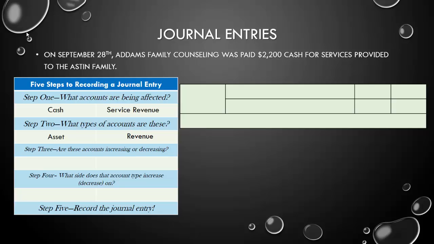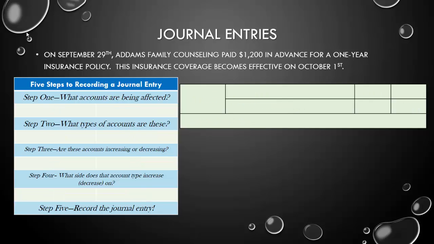Are they increasing or decreasing? You're getting the money at the time of services, so your cash account has to be going up, and you actually provided the services, so the amount of services that you have provided during the period in total also has to be increasing. Assets increase with a debit. Revenues increase with a credit. So the journal entry on September 28th to record this would be a debit to cash for $2,200 and a credit to service revenue for $2,200, and we performed cash services.